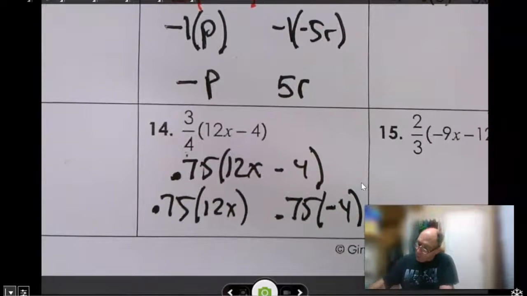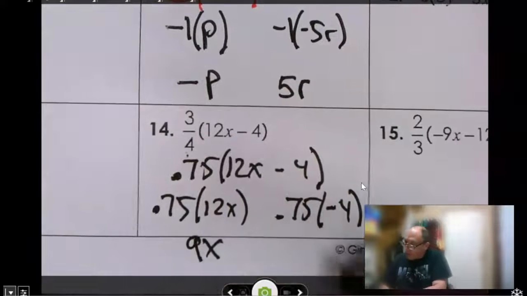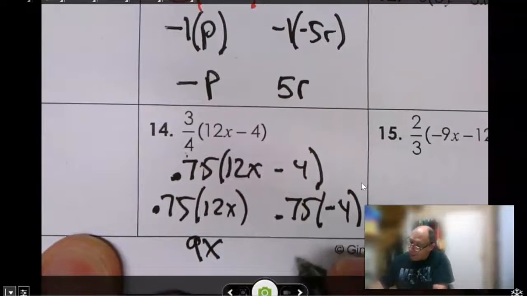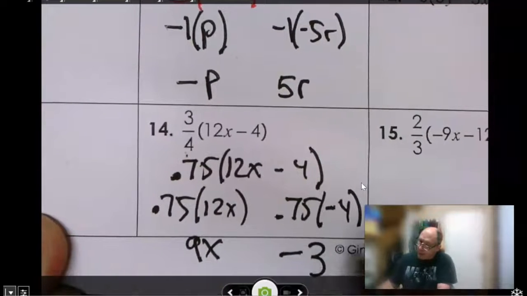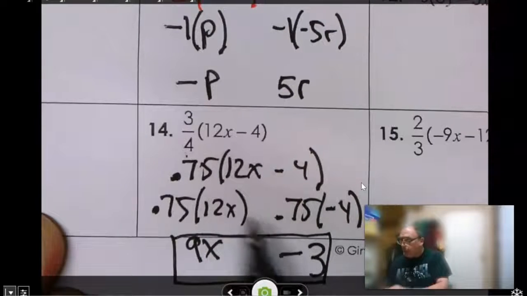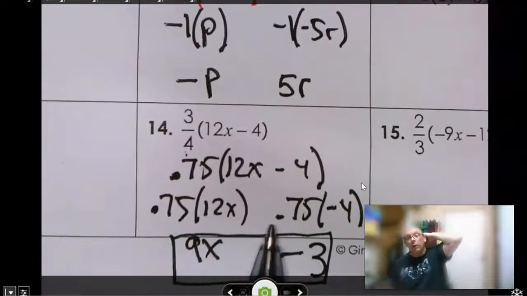And 3/4 of the 12 is going to be, I wonder if anyone can get it, 9x. And I'll deal with that when we come back. And this negative 4 is going to end up being a negative 3. 0.75 times negative 4. And that would be our answer in there. Don't worry so much about the fractions until I get back, but I did want you to see how I'm taking a look at those.